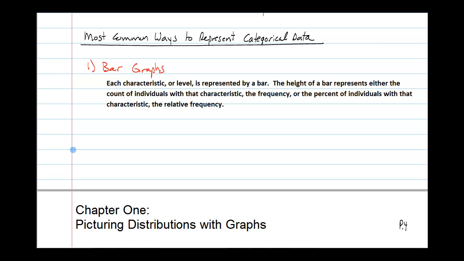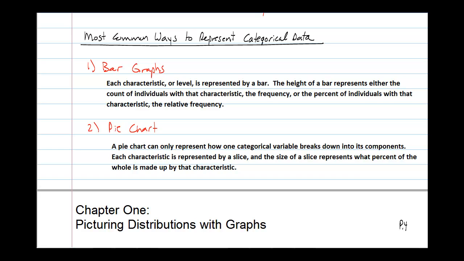Another type of graph that does a really good job representing categorical or qualitative data is a pie chart. And these are pretty familiar. You see pie charts a lot in newspapers and magazines to represent the outcomes of a survey or another type of sample.